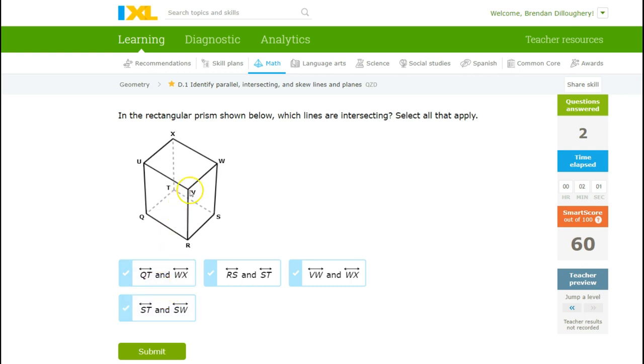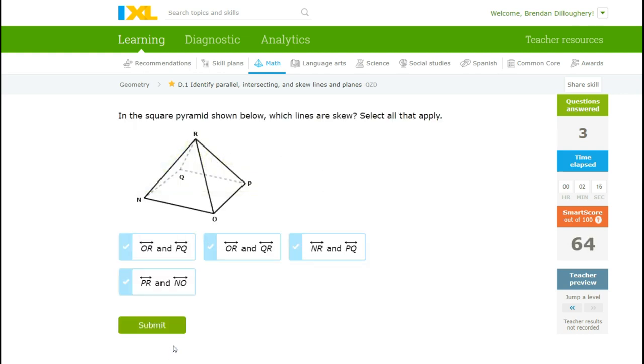Okay, so the only way two lines could be intersecting is if they meet at the same point. So these both have an S in it. These both have an S in it. These both have a W in it. And QT and WX can't meet. So WX and QT, those are skew. So nope. Okay, which lines are skew?